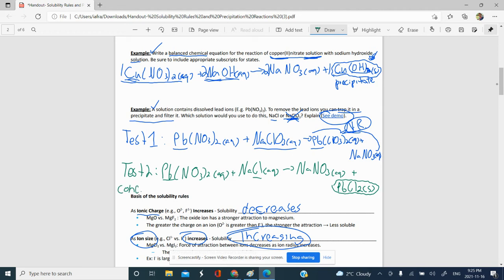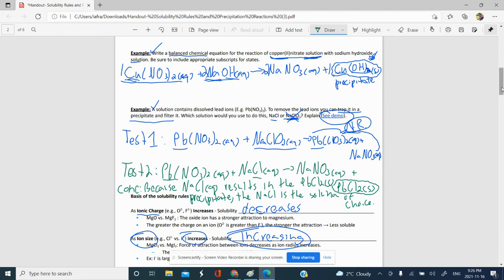In conclusion, because NaCl results in the PbCl2 precipitate, the NaCl is the solution of choice. Or you could have said the solution to use is NaCl because it results in a precipitate which can be removed, and as a result remove the lead chloride.